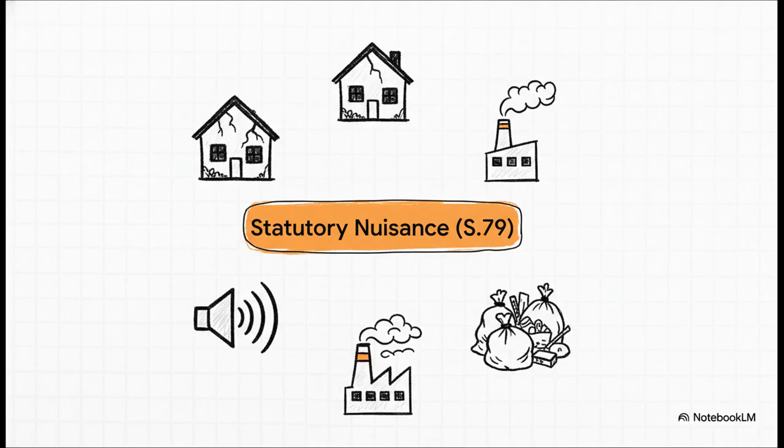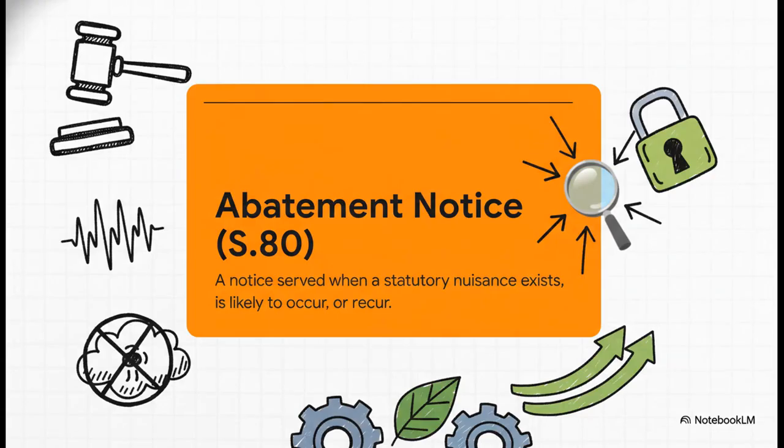It covers everything from premises that are in a state that's harmful to health, to smoke, industrial smells, and even certain accumulations of waste. This list is the foundation for any investigation you do based on a resident's complaint. Right. So when you've done your investigation and you're satisfied that a statutory nuisance exists, or, and this is key, is likely to happen or happen again, your number one tool is the abatement notice under Section 80. This is the formal legal document you serve to force them to take action.